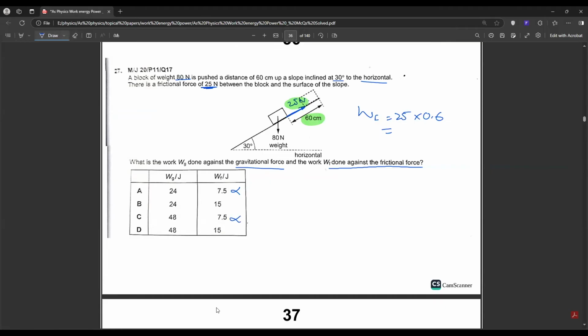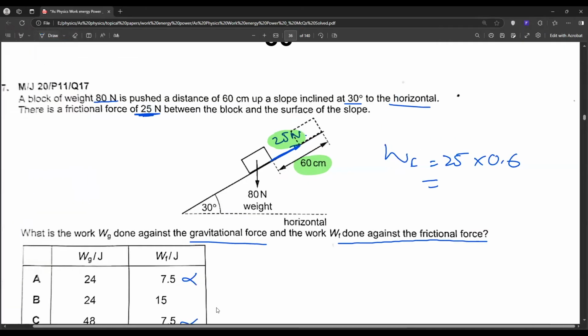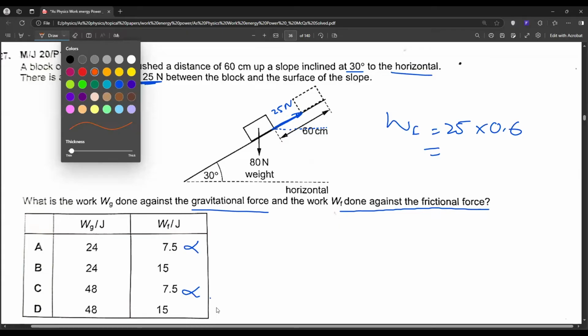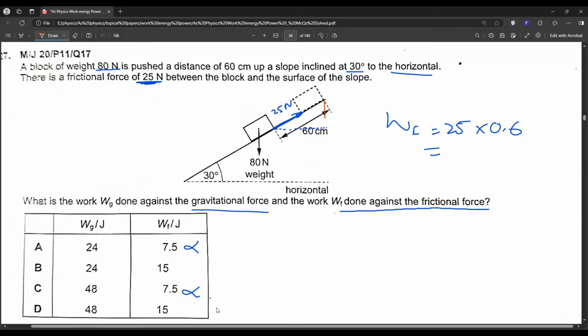What will be the work done against gravity? For that, you have to zoom in a bit. And first of all, calculate the height. Calculate the height that we have dropped. What is the height that we have dropped? That is somewhat this thing.